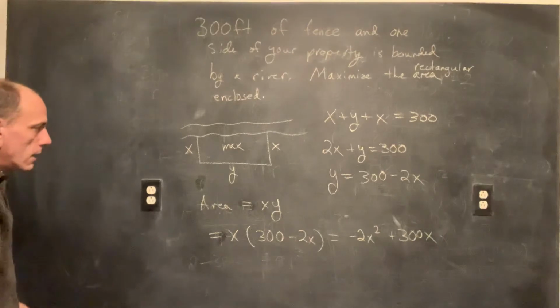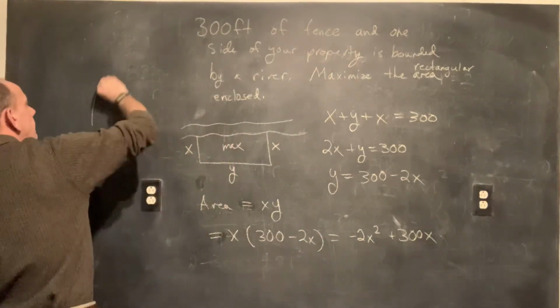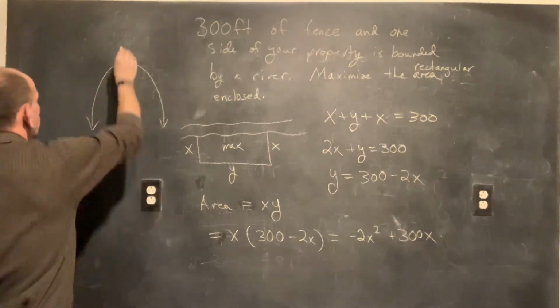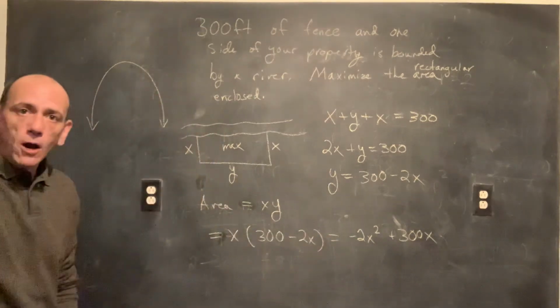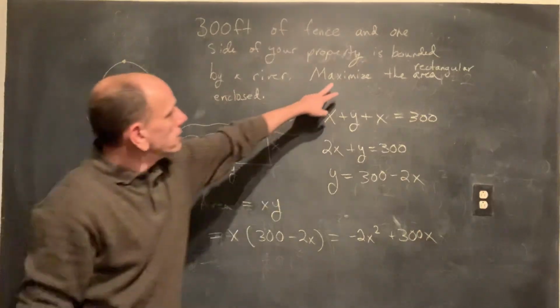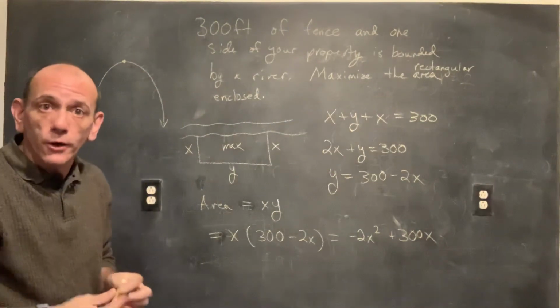Okay. Now, this is a good thing. I'm seeing this negative 2x squared business, and I'm going, well, that's nice. This is a parabola that opens downward. That means I'm not barking up the wrong tree trying to find a max. This thing actually does have a max, so we're good. We're on the right track.